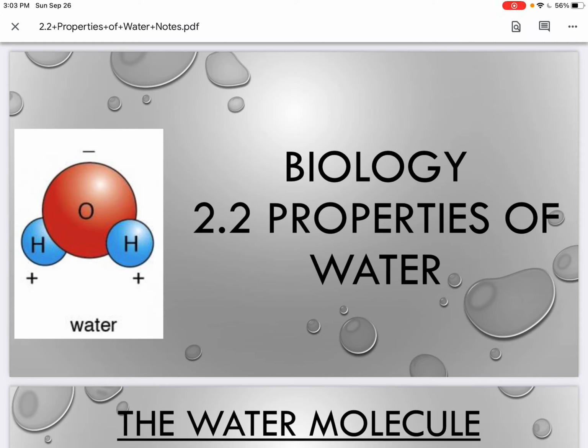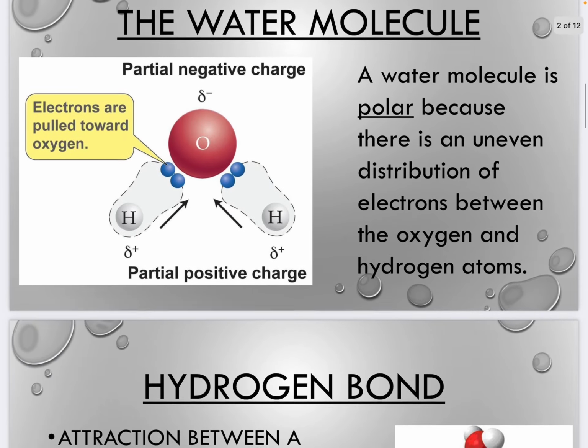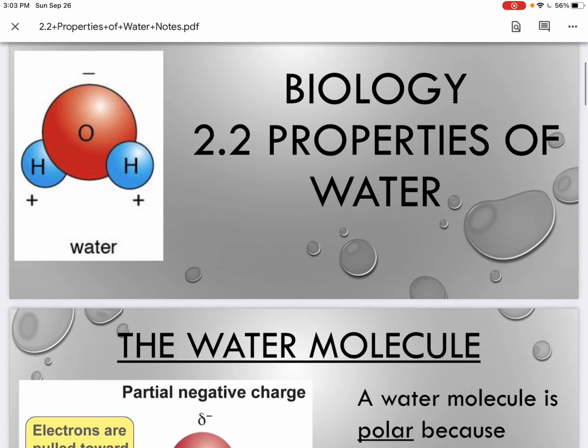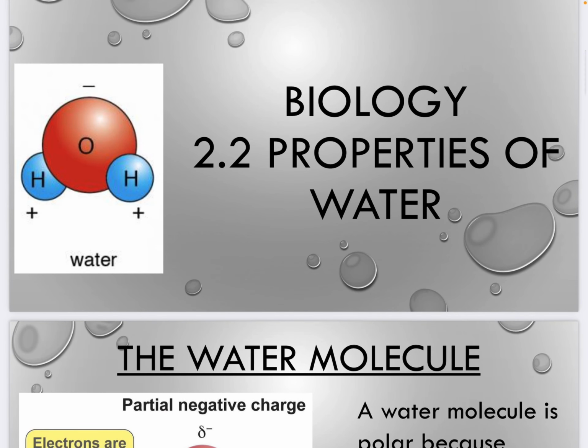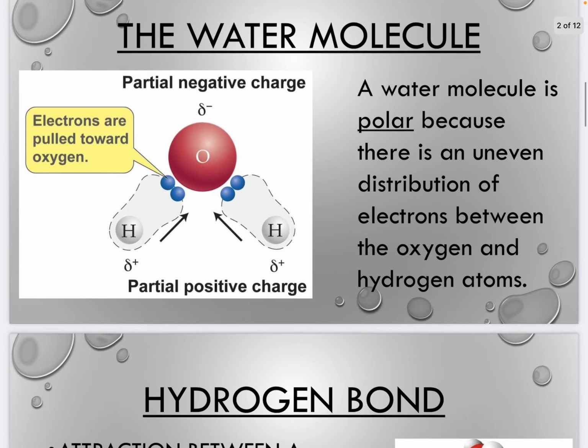Hi guys, today we're talking about section 2 in chapter 2, looking specifically at the properties of water. Now you guys know a little bit about water. You know that it is a molecule made of 2 hydrogen and 1 oxygen. But what you may not remember is that it's considered a polar molecule.